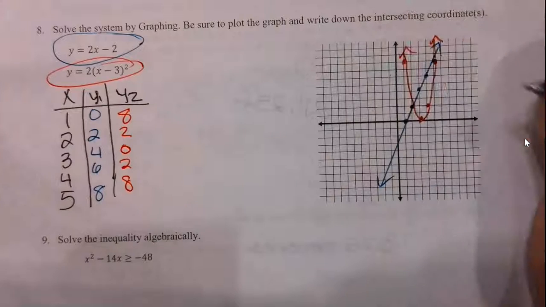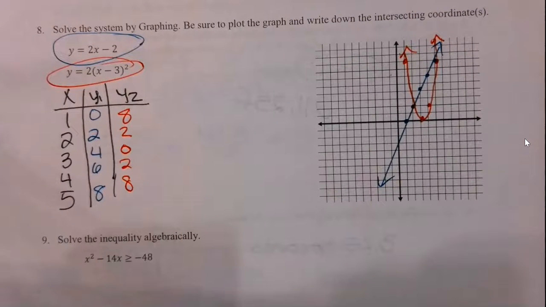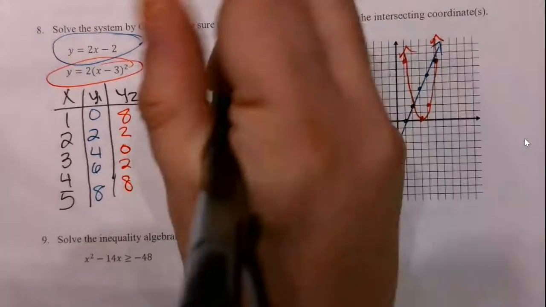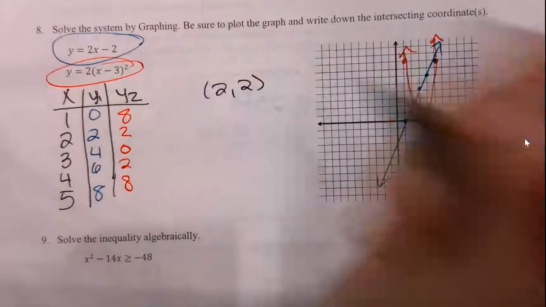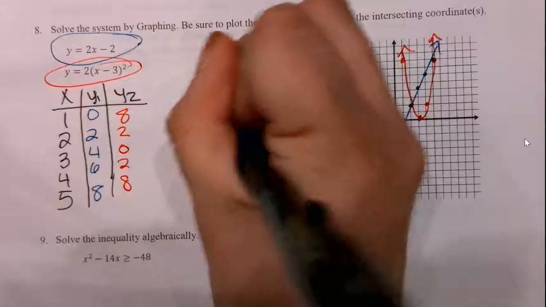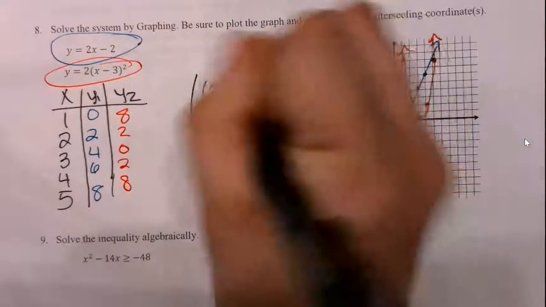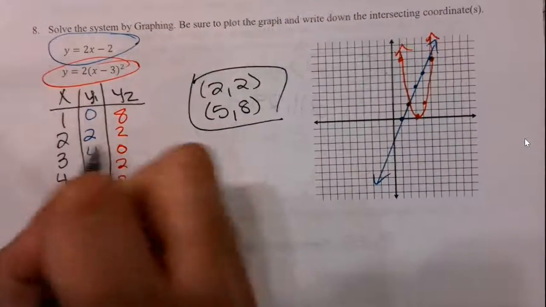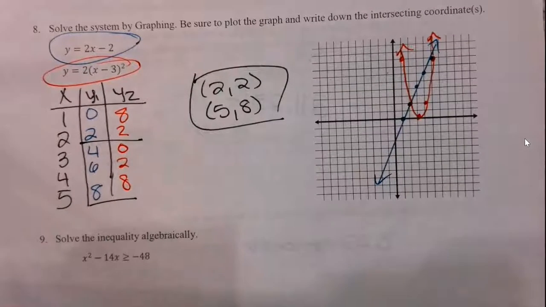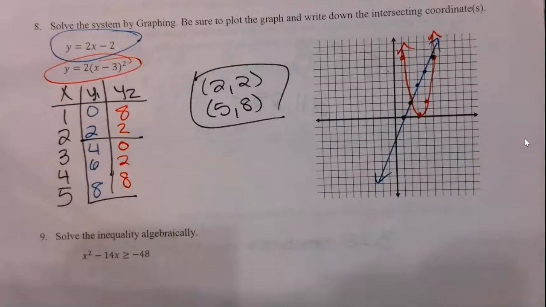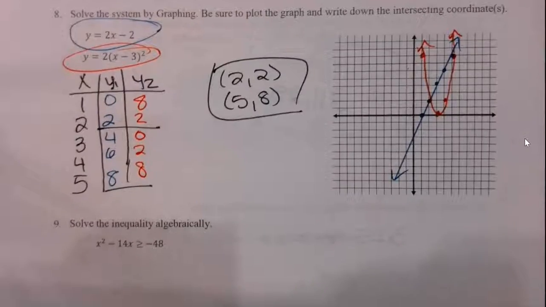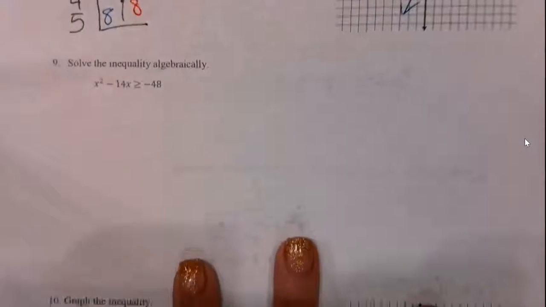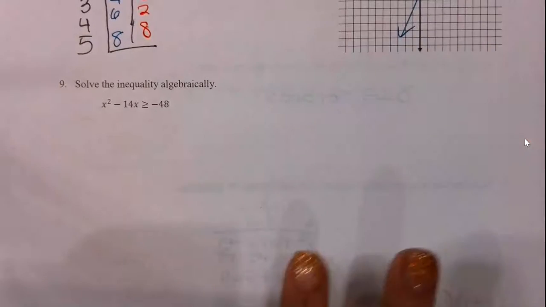Okay, so I want where it's crossing, and I should have noticed this when I was plotting. It's where the points were exactly the same for the y values. I have the point 2, 2, and I had the point 5, 8. Notice, if I look at my table of values, these are where the y values were exactly the same. This will always happen. But part of the points on your test are for graphing, so make sure you graph the graph too.